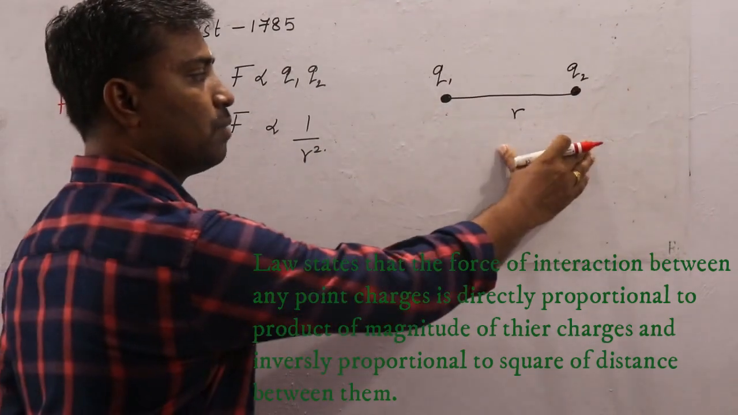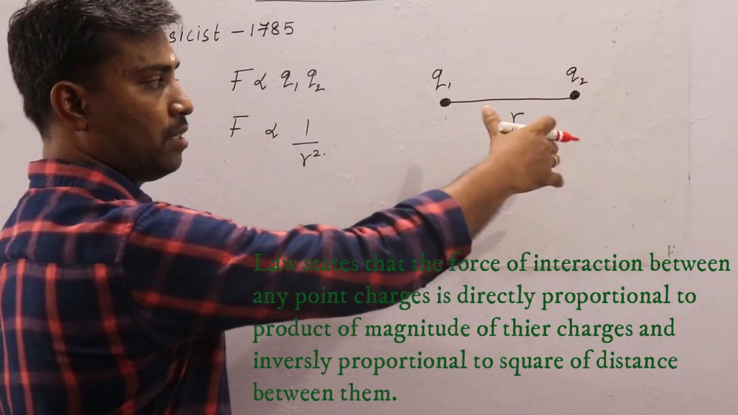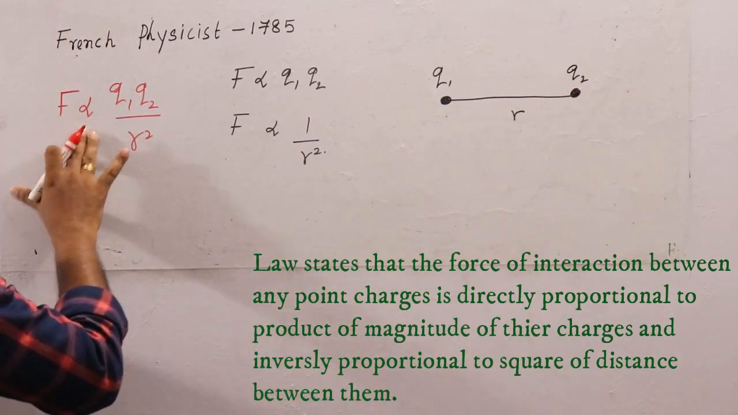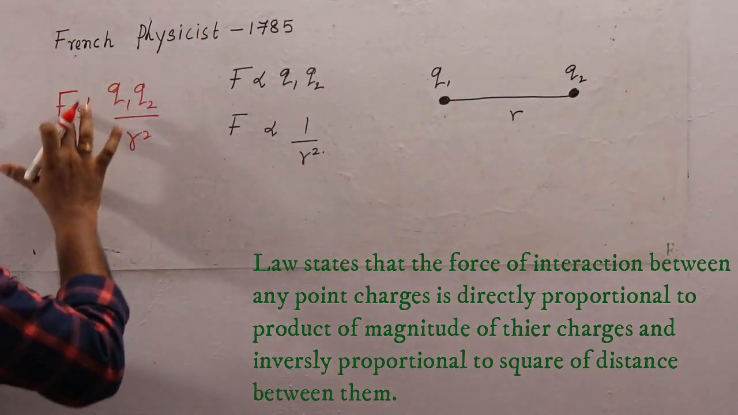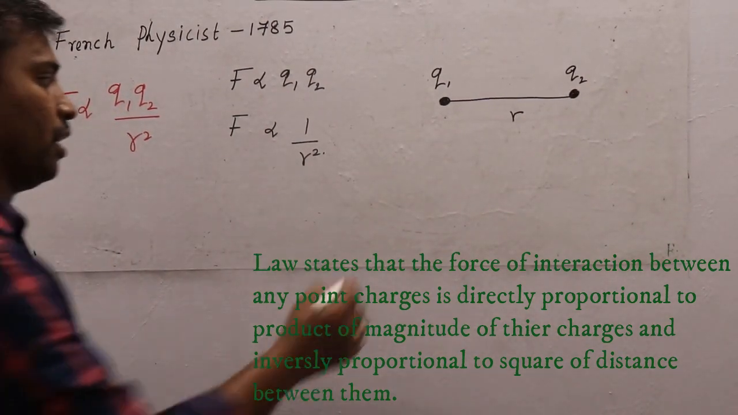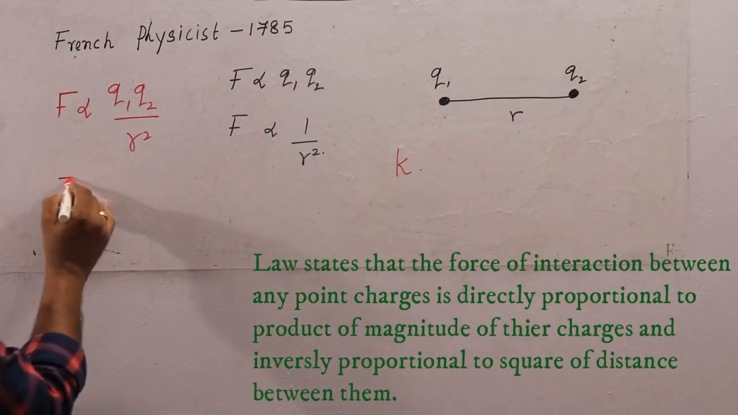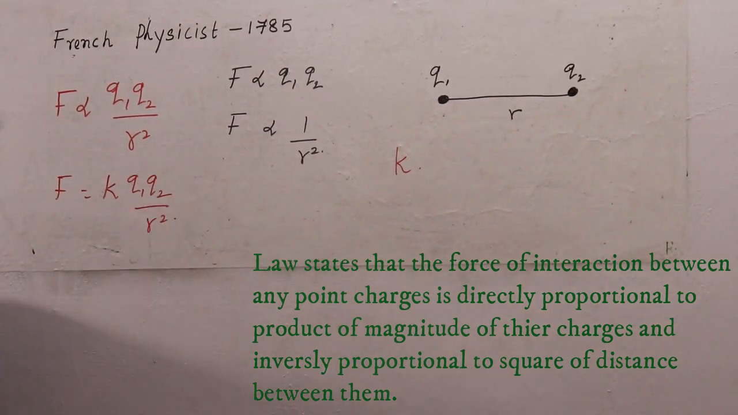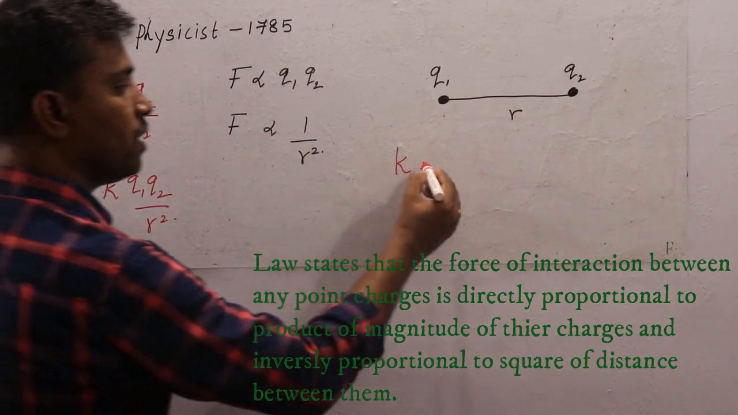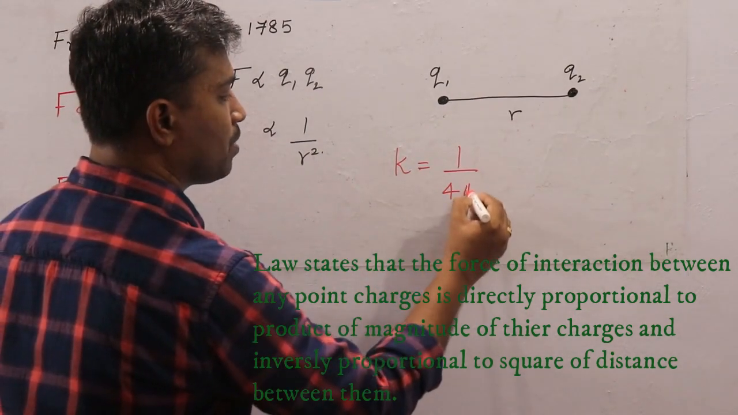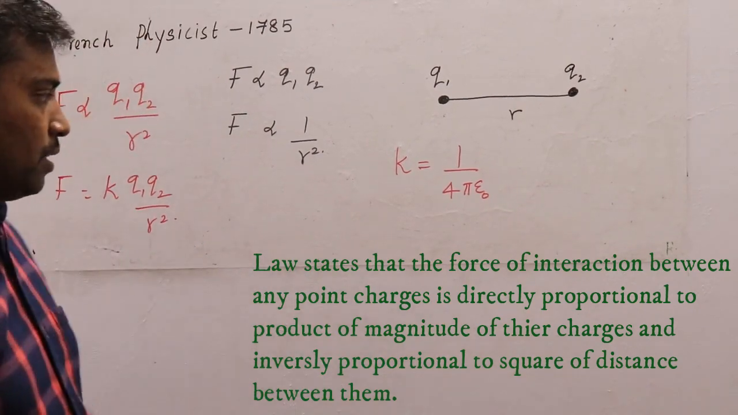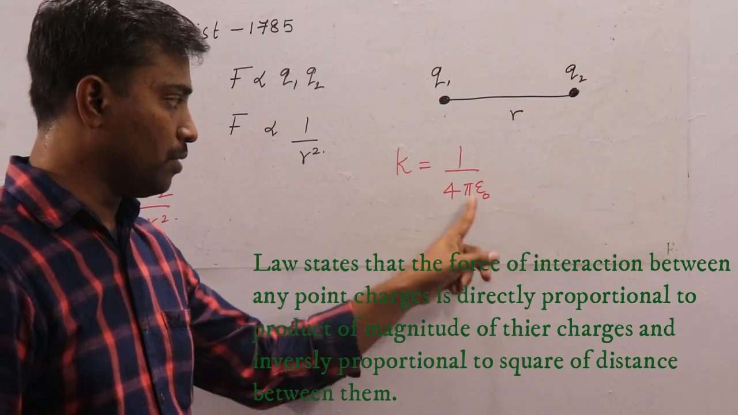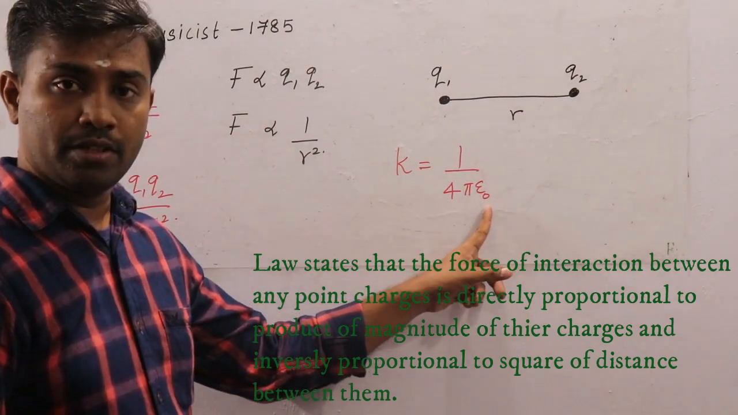Actually these two charges are placed in free space. The medium is vacuum. Here there is no medium, here is free space. So the force is given by F proportional to Q1 Q2 divided by r square. In order to remove the proportionality, we multiply by a constant k. So the equation becomes F equals k Q1 Q2 divided by r square. But the value of k here is equal to 1 by 4 pi epsilon 0, where epsilon 0 is the permittivity of free space.